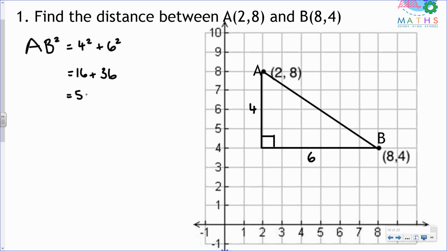which gives 52. To find out the length of AB, we want to take the square root of 52 to give us our final answer, 7.211. And if we round that to 1 decimal place, that would give us 7.2. And there's no units here, so we can just simply call that 7.2 units.